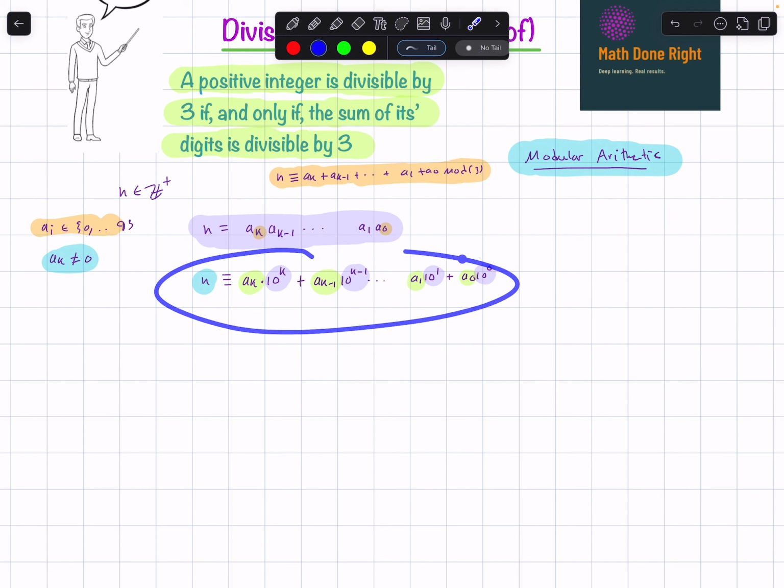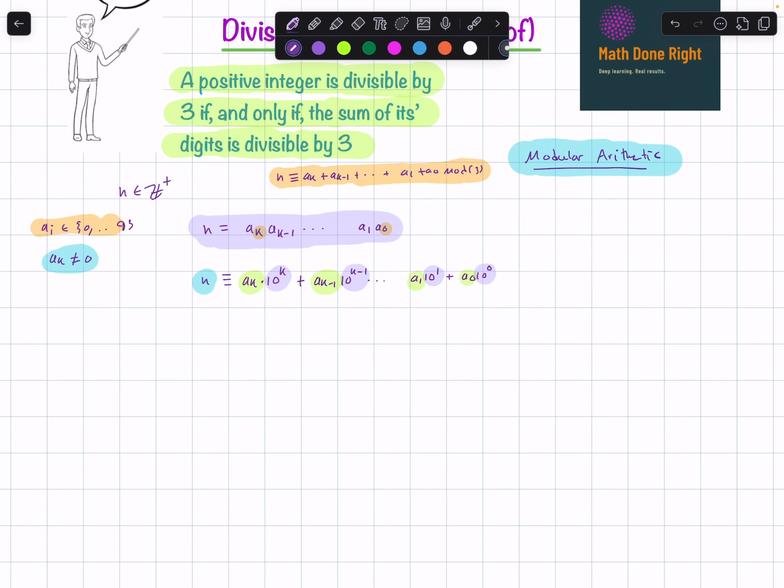So we're going to show this. How are we going to show that? Well, we're going to note that 10 is congruent to 1 modulo 3. Why is that? Well, 10 is 3 times 3 plus 1. It is a multiple of 3 plus 1, so it leaves a remainder of 1 when we divide by 3. So it's 1 mod 3. So 10 to the m is congruent to 1 to the m mod 3, and 1 to the m is 1 mod 3. This is using the rules of modular arithmetic.